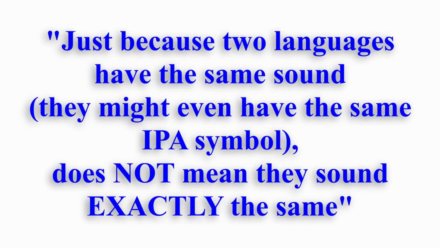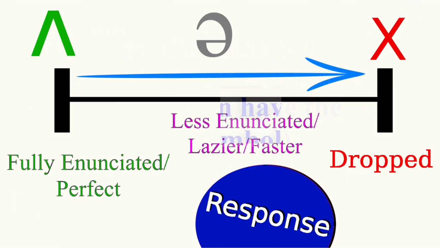Now it might be hard to notice because the differences are so small, but all of those were schwa sounds, yet they don't sound exactly the same. And this connects to another idea I've had for a while about the quality of a sound in a particular language or dialect. Just because two languages have the same sound, they might even have the same IPA symbol, does not mean that they sound exactly the same.